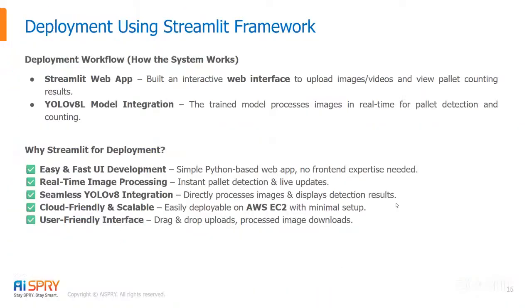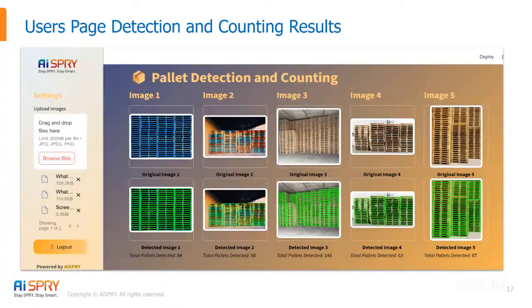Later we selected that model and used it for the deployment. We deployed the model using the Streamlit framework because it offers easy and fast UI development and a user-friendly interface. This is how our Streamlit UI looks. Here we can browse or drag and drop our pallet images, and then it will give you the detection count. You can see it is accurately detecting the number of pallets.